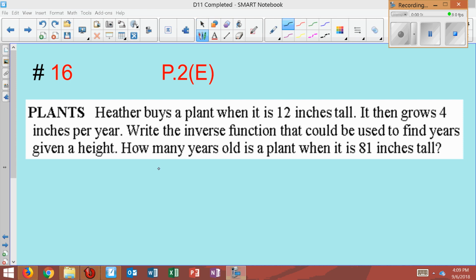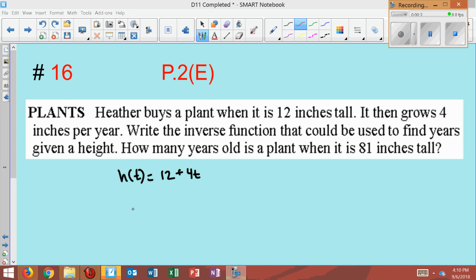Well, let's start here with the easiest part. If I want to know the height of the plant, given time, it says the plant starts 12 inches tall, but it grows 4 inches per year. And I'm going to use t as being in years. And it says now write an inverse function. So this is the function for height. Write an inverse that can find the years given the height.